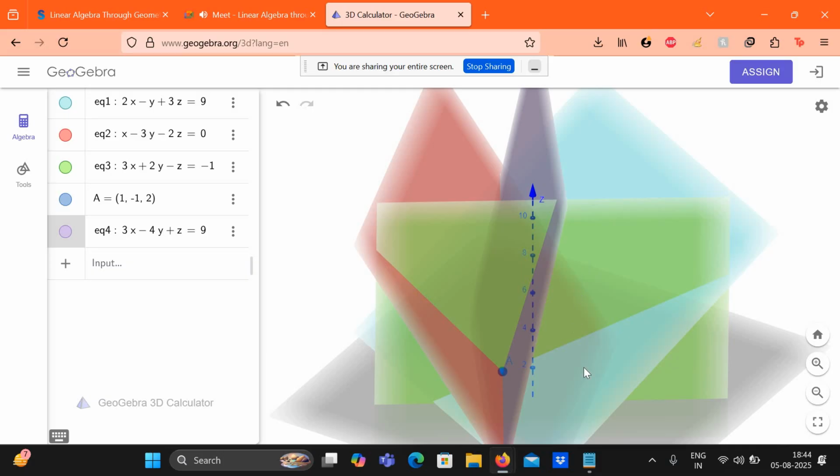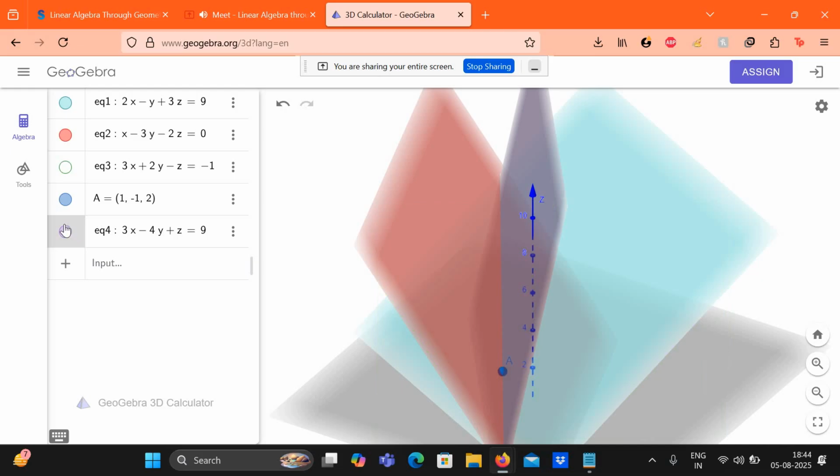Look at this geometric view. No matter if you add these equations, subtract these equations, or multiply and add, it does not matter. It will always pass through this point of intersection if there is a point of intersection.